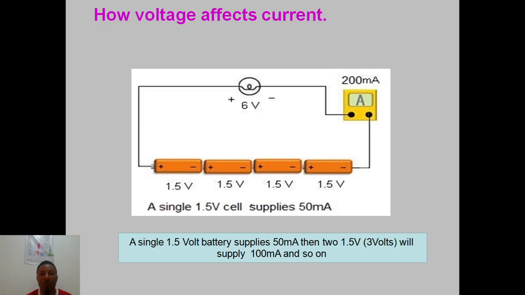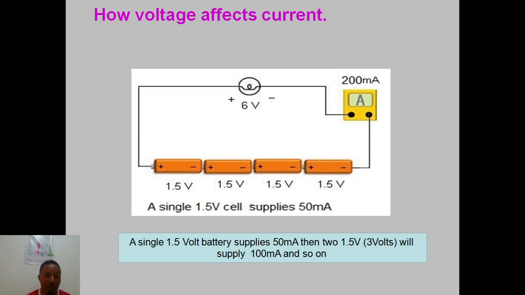Now, voltage can also affect current. When you have a single cell, let's say, that supplies 50 milliamps to a lamp, then two 1.5 volt cells, which is about 3 volts, will supply twice as much. When you have 4 of them, it will supply 4 times the 50 milliamps.